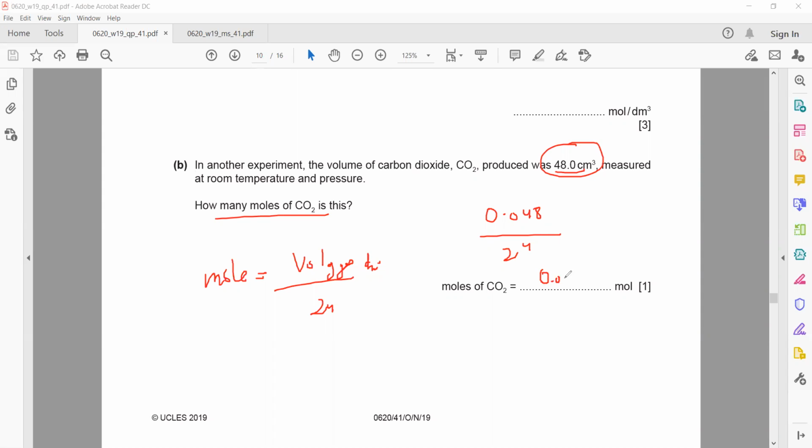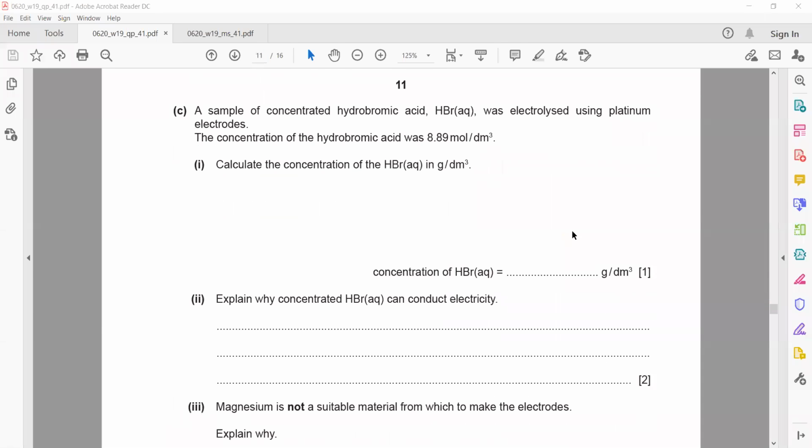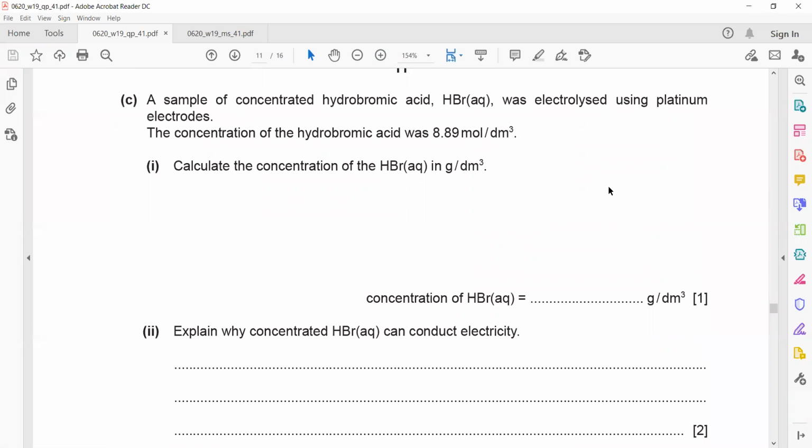0.002. So these are the moles of carbon dioxide gas. A sample of concentrated hydrobromic acid, HBr, was electrolyzed using platinum electrodes. The concentration of hydrobromic acid is 8.89 mole per dm cube. Calculate the concentration in gram per dm cube. So these are the moles. We need mass in gram.